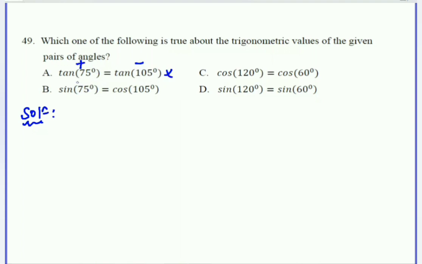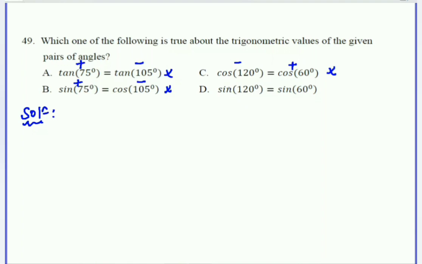Sine of 75 is positive. All trigonometric values in the first quadrant are positive, but cosine of 105 is negative. So these two cannot be the same because one is positive and the other is negative. The other one, cosine of 120 degrees, is negative, since cos in the second quadrant is negative, but cos in the first quadrant is positive. Still, this cannot be the same.